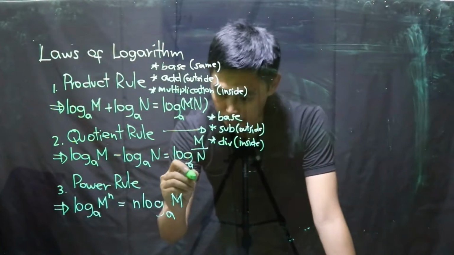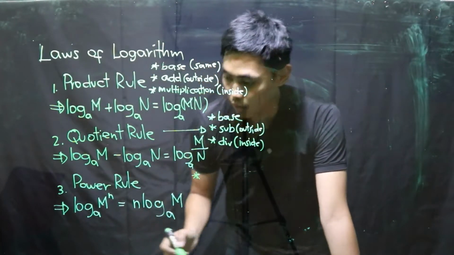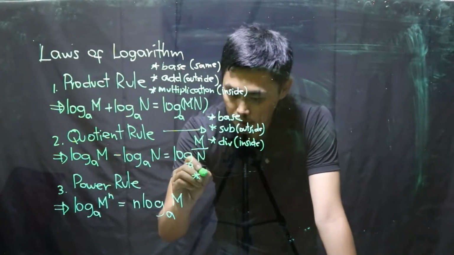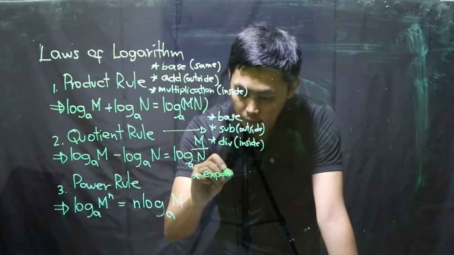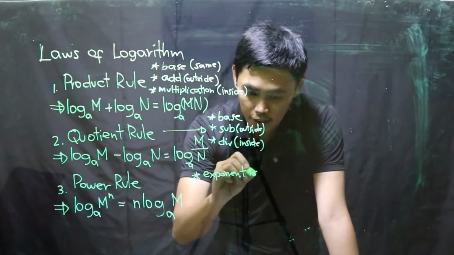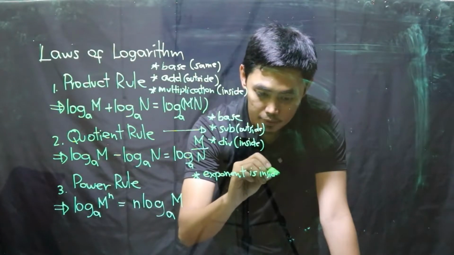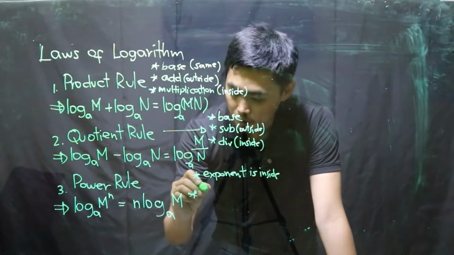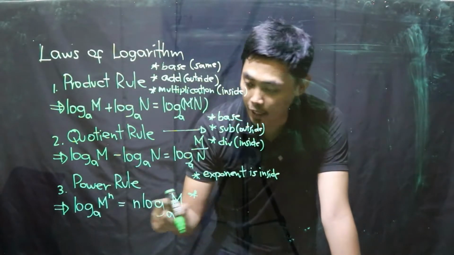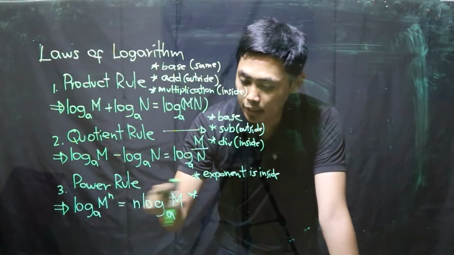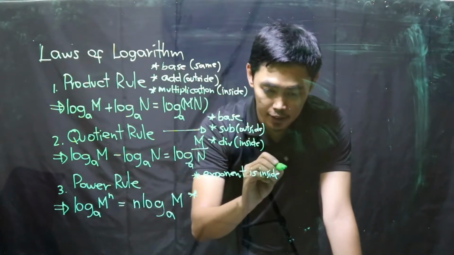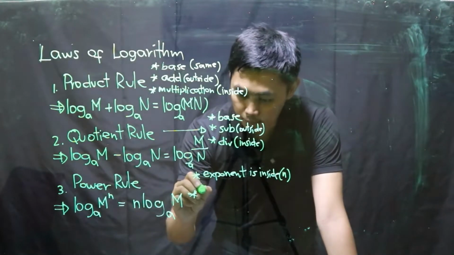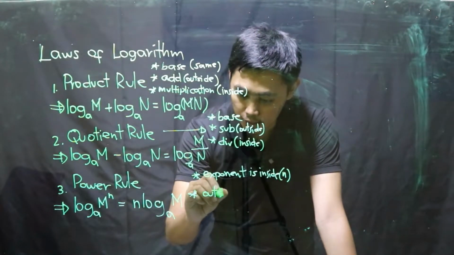Okay, so let's start with the power rule. Things to note with the power rule is this. First, the exponent is inside. The exponent, meaning the n, if n is an exponent, it is inside. And then if it is on the side of the logarithm, it is outside.